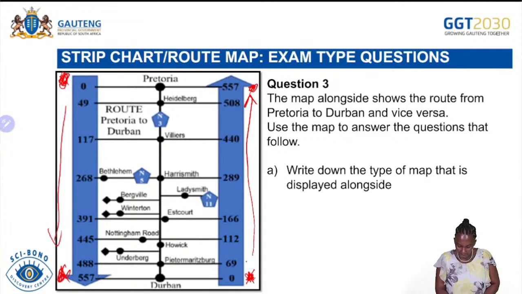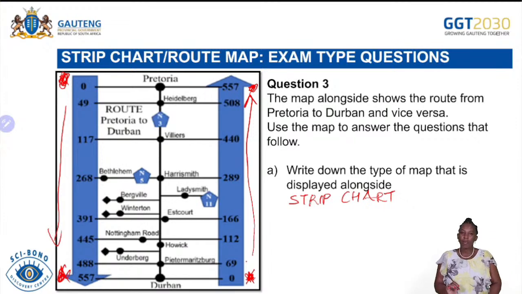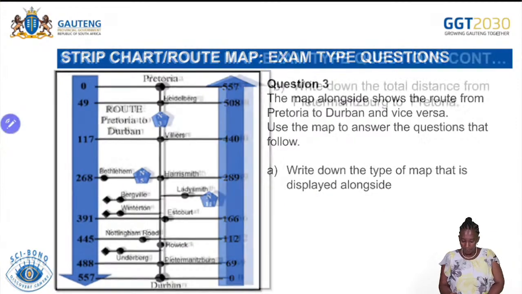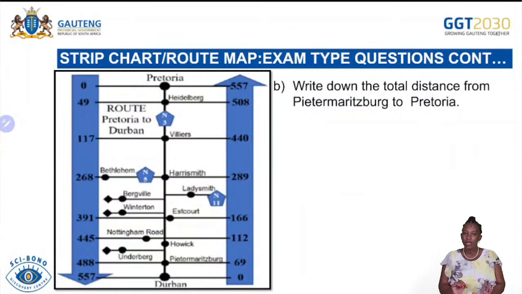Now it says write down the type of map that is displayed alongside. The type of map that is displayed alongside is the strip chart. And remember we spoke about the strip chart when we were doing the definitions or terminologies. So you need to know how to interpret it, and you need to know what the strip chart stands for, what the map is showing. And now let's go to the next one, boys and girls.